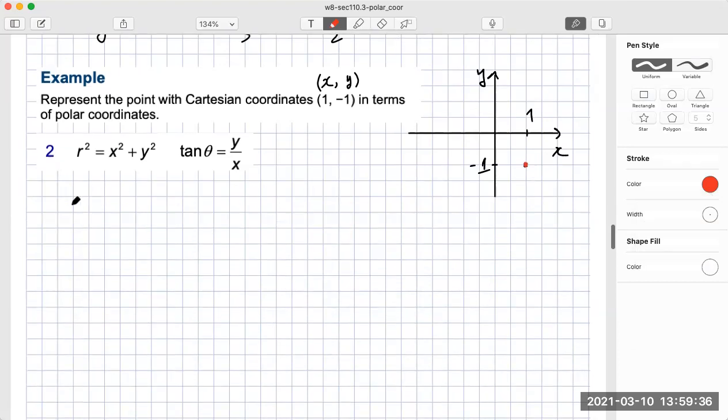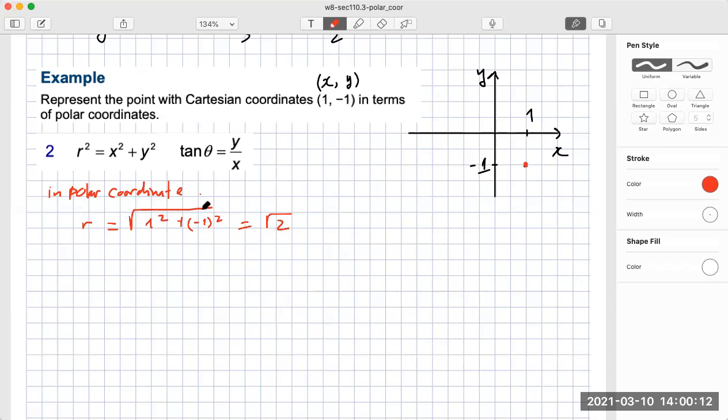Therefore, what is r in polar coordinates? Then r will be the square root of 1 squared plus negative 1 squared, right? Which is? Square root of 2. Yes, perfect. So r is square root of 2.